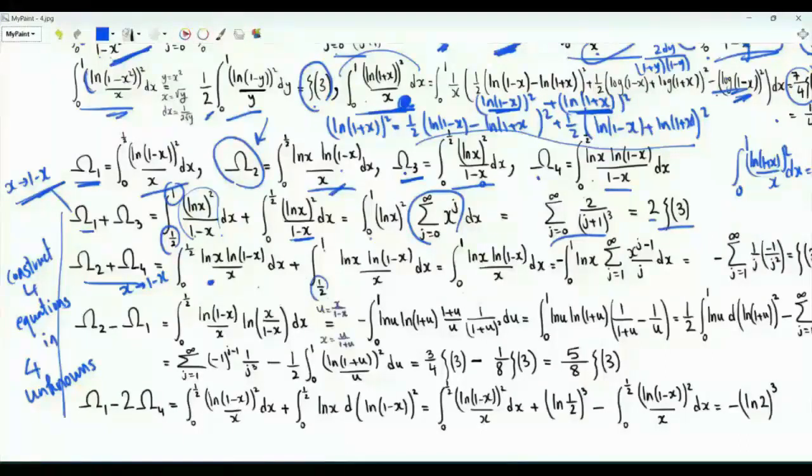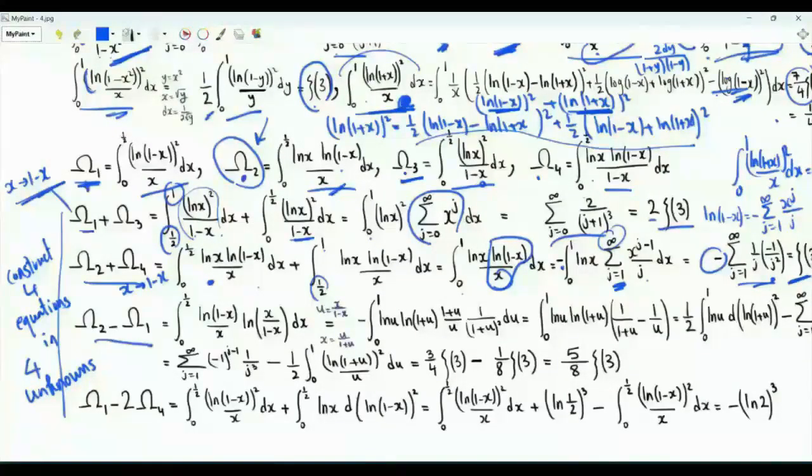The 2 integrals can be combined as one integral from 0 to 1. We expand ln(1 minus x) over x. Ln(1 minus x) is minus summation j from 1 to infinity x to the j divided by j. Because we have this x in the denominator, ln(1 minus x) over x is minus summation j from 1 to infinity x to the j minus 1 divided by j. Integrating term by term, we get minus 1 over j squared. So this summation with the minus sign is zeta of 3.